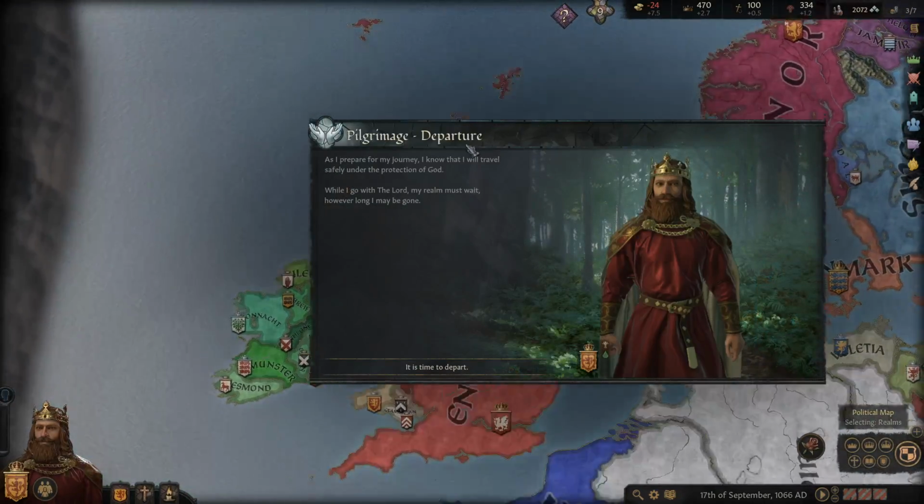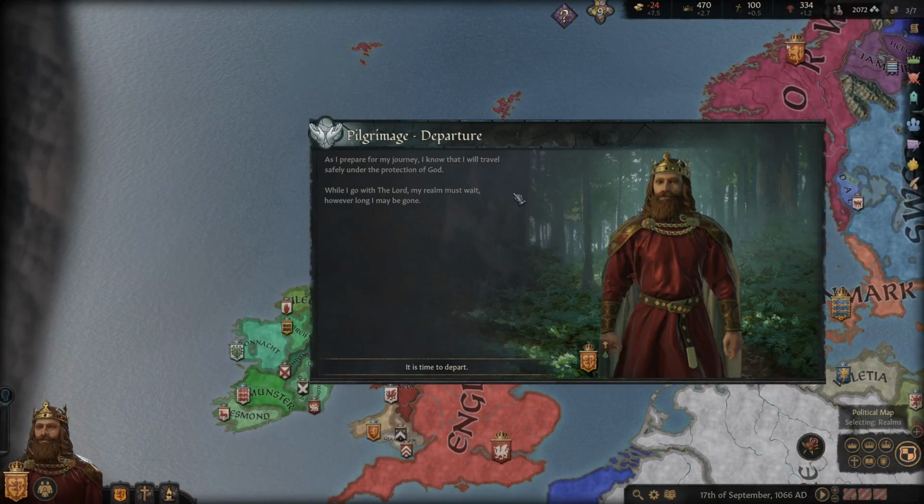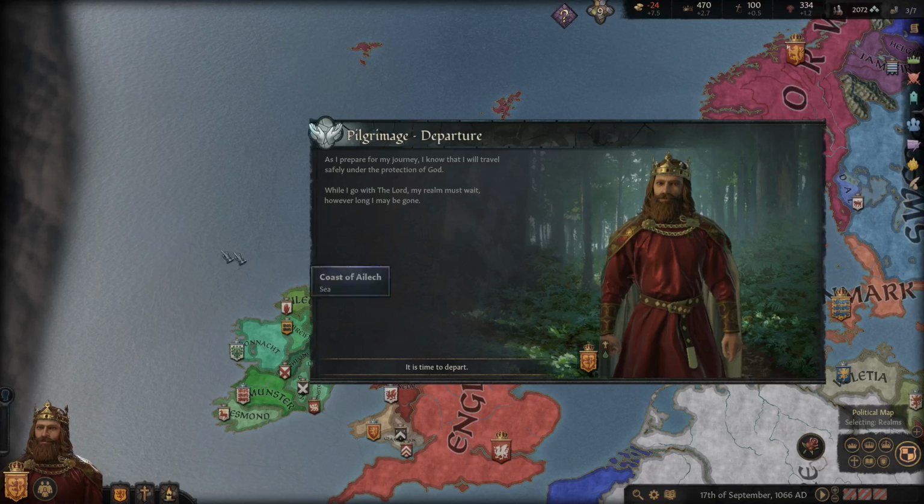Okay. As I prepare for my journey, I know that I will travel safely under the protection of God. Will I go with the Lord? My realm must wait, however long I may be gone.